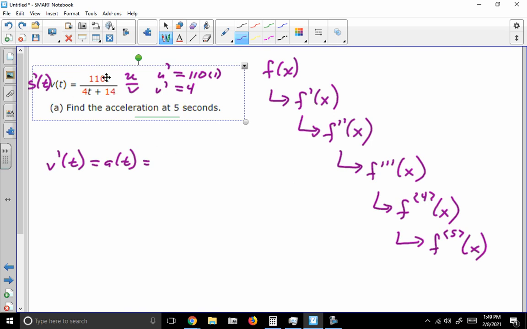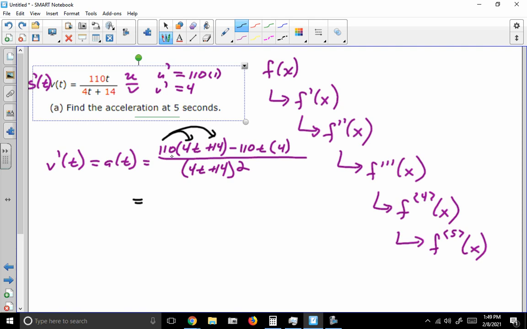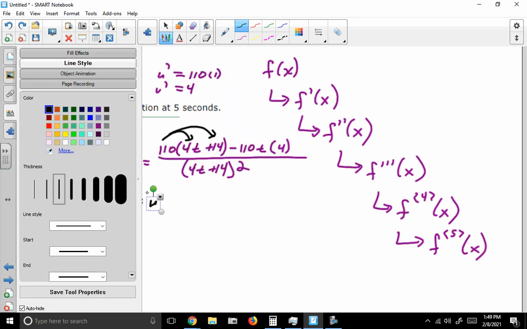So using our quotient rule, it is u prime times v, minus u times v prime, over the denominator squared. Now we could simplify that a little bit. If we distribute, 110 times 4 times t is 440t.